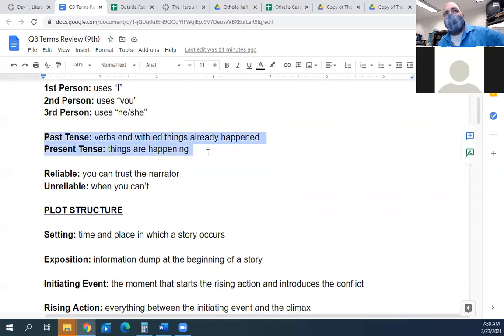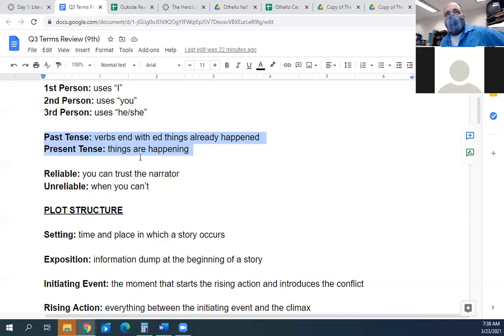Then we have the tense of the narration. Is it in the past tense or is it in the present tense? Most narrations are in the past tense. Voice of the storyteller, again, is omniscient. It's third person and it's past tense. It's already happened. The storyteller is telling something that has occurred in the past. You can look at the verbs and they'll tell you the tense. Verbs that end with ed, showing that things have already happened, tell you it's a past tense. Whereas in the present tense, things are happening. So a past tense verb would be like ran. A present tense verb would be runs.